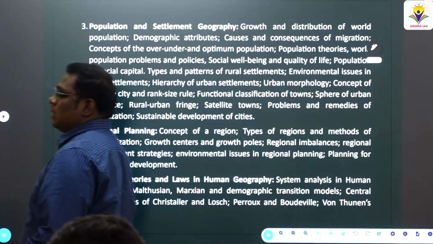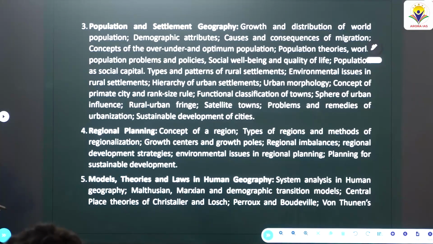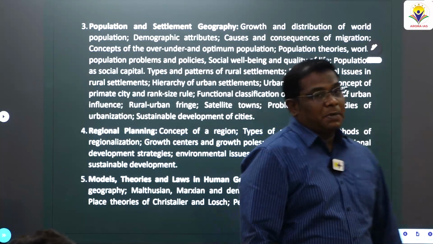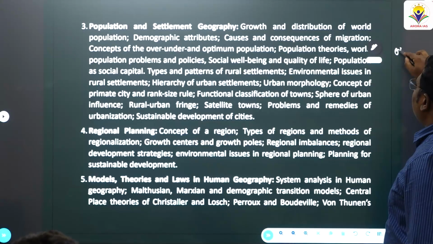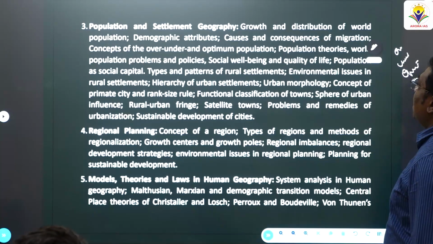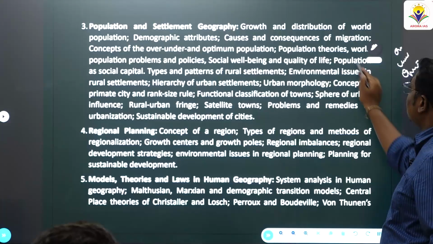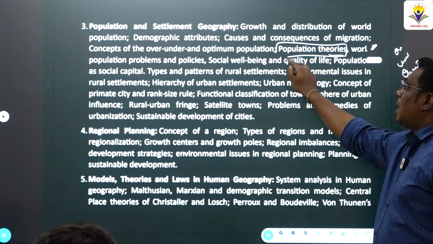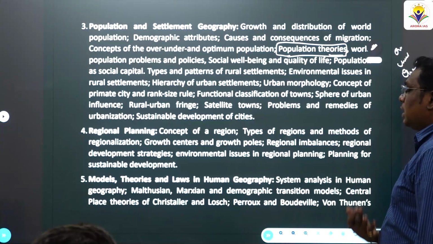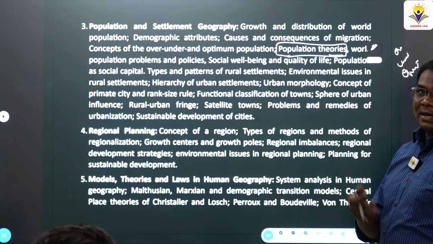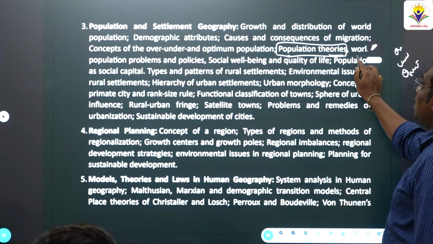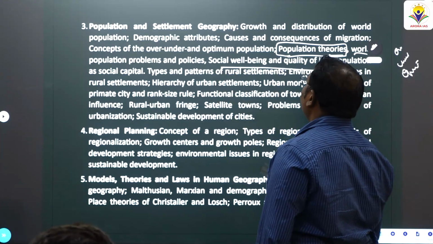And the third one, settlement process, population and their settlement, growth and distribution of world population, demographic attributes, causes and consequences of migration, international migration, and the concepts of over and under optimal population: overpopulation, underpopulation, optimal population, and what are its concepts, consequences and implications. And population related theories: how the population has been growing, what the theories behind that are, whether to accept that theory or any contradictions or criticism over that theory, world population problems and policies.